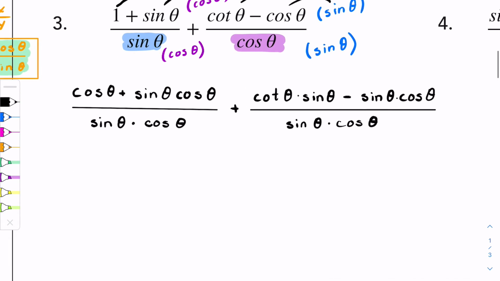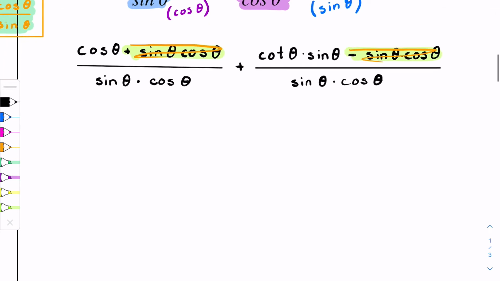For the next step, I'm going to add my numerators together, and you can add any like terms, so anything that's exactly the same. If I look at this, I have cosine theta plus sine times cosine theta plus cotangent times sine theta minus sine times cosine theta. So right here we're adding sine and cosine, and here we're subtracting it. So we can actually eliminate both of those terms.